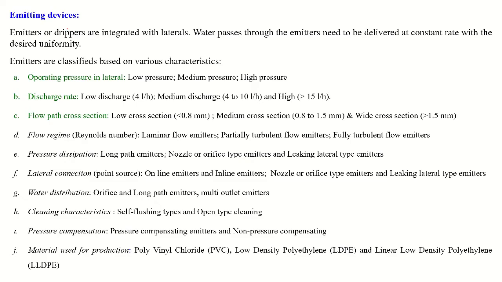Hello friends, in this session we will discuss the emitting devices. Emitters or drippers are integrated with the lateral. The water passing through your emitters needs to be delivered at a constant rate with uniformity. In a sprinkler irrigation system, the water is delivered through a nozzle, whereas in a drip irrigation system, the water comes out from your emitter. That is the difference between a sprinkler and a drip irrigation system.